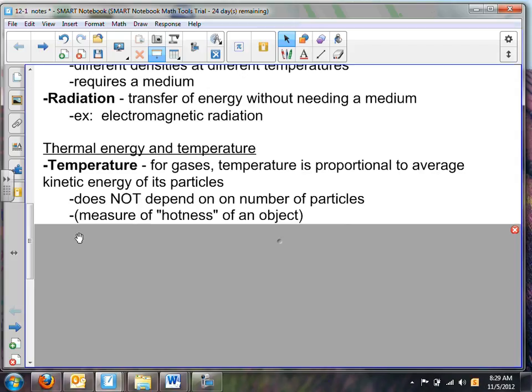So it does not depend on how many particles you have. If you have 10 particles and the average is such that the temperature is 20 degrees Celsius, or if you have 100 particles moving around with a kinetic energy such that they have an average that would relate to 20 degrees, it would still be 20 degrees Celsius. It doesn't matter how many particles you have. So temperature, a generic definition, is just a measure of the hotness of an object, how hot the object actually is.